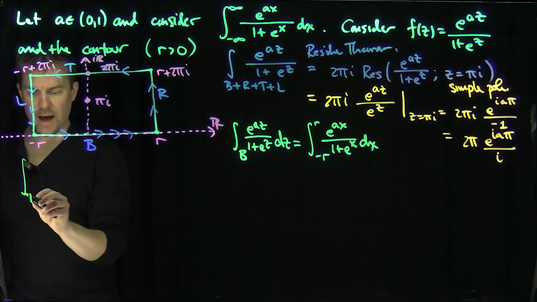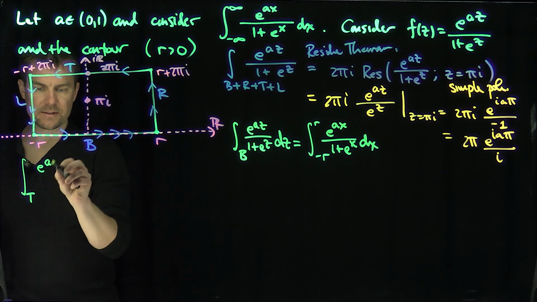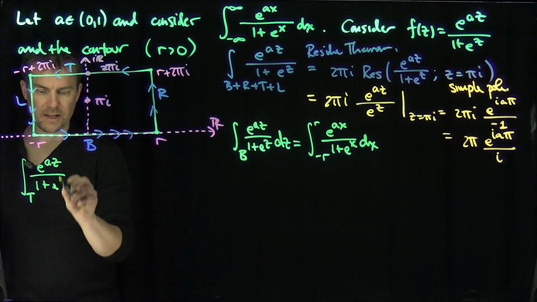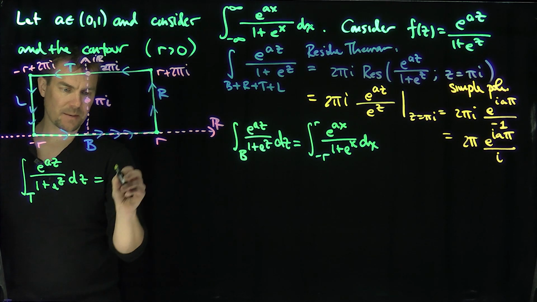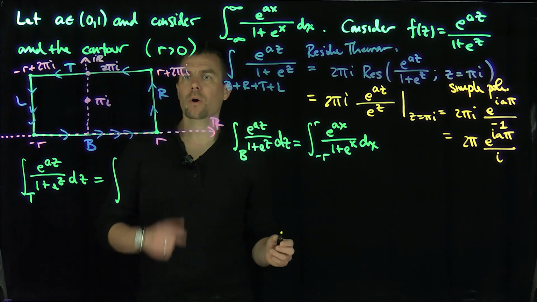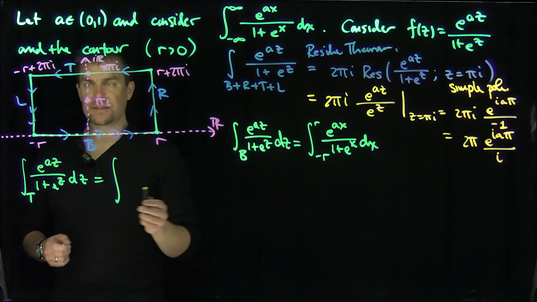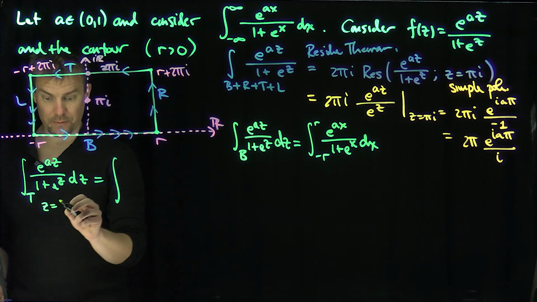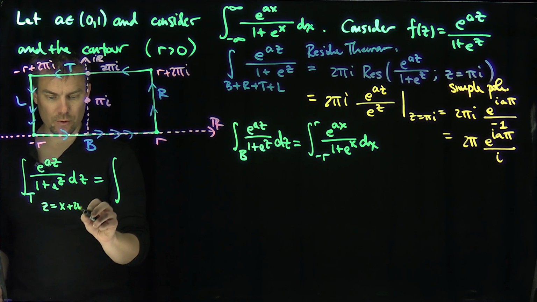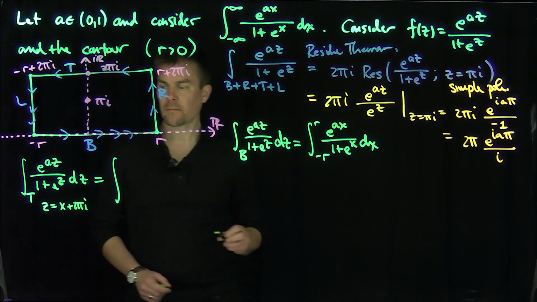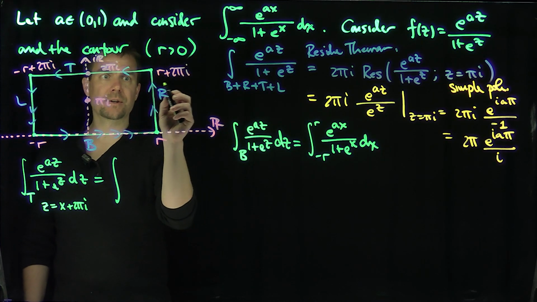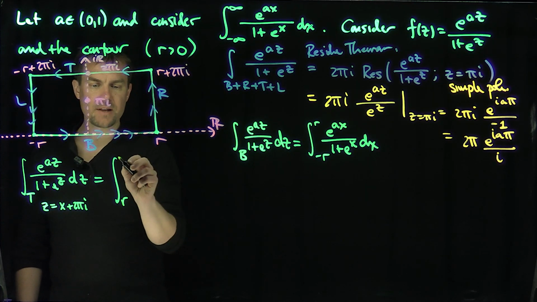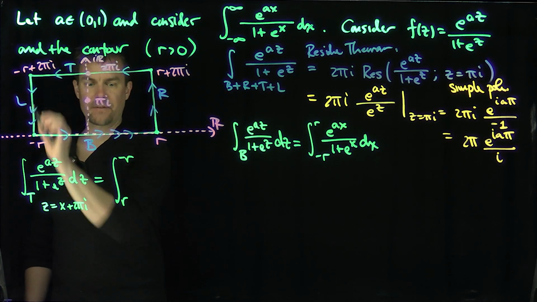The integral over the top of e to the az over 1 plus e to the z dz is going to be what? On the top, we're going from what to what? My z is really what? On the top, z is equal to x plus 2 pi i, right? And where does x go from? x is going to go from r to negative r, right? x goes from r to negative r on the top.